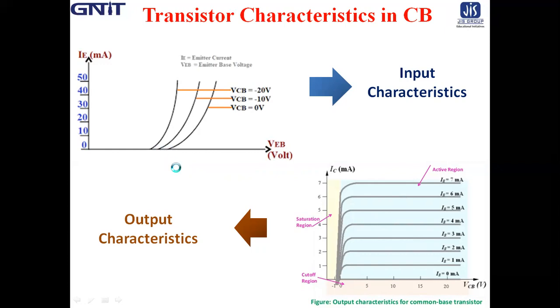Now IE increases very rapidly for a small increase of VBE beyond the knee point for a fixed value of VCB. This shows that the transistor in CB configuration possesses very low input resistance.